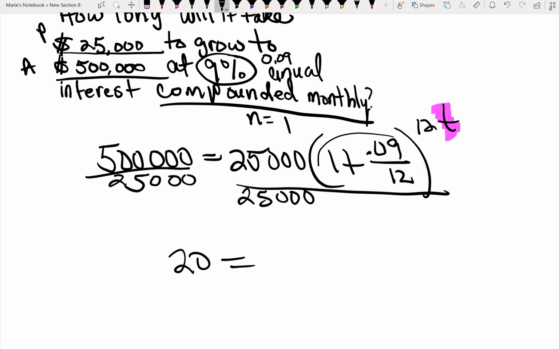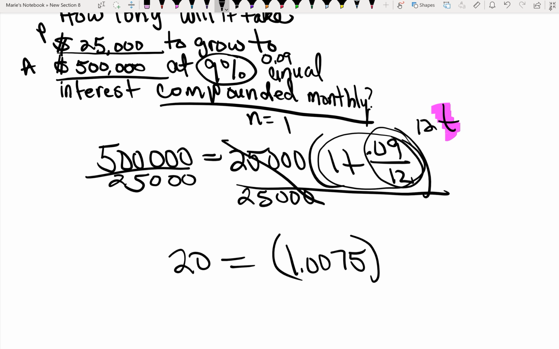Now if you do this math first, I would recommend you do this part first, then add the 1. I believe that becomes 1.0075. So 1.0075, because remember this all canceled, raised to the 12t. And so we're back at that situation where we're solving for an exponent. So I don't have any bases that are equal. So guess what? I'm going to put natural log in front of both of these. Now, this puts me at natural log 20 is equal to natural log 1.0075 to the 12t.